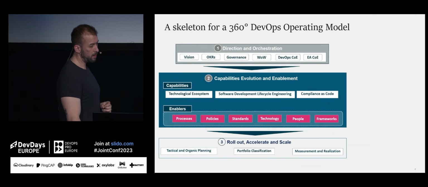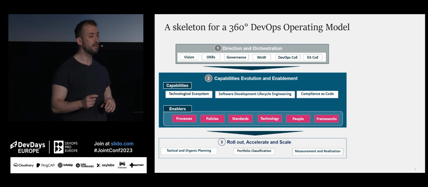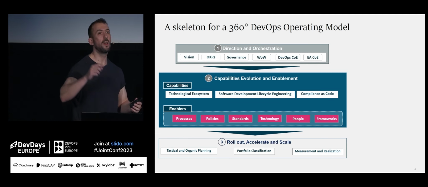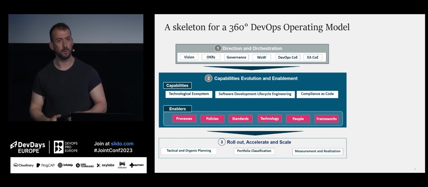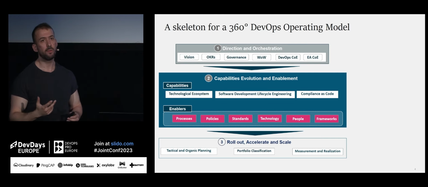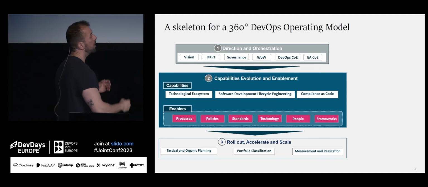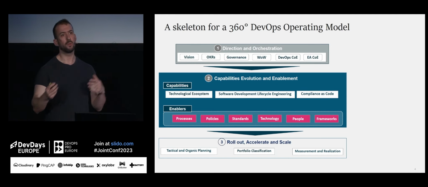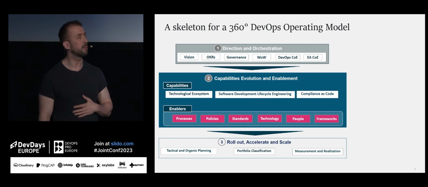Now, getting back to the basics. So a skeleton for a 360-degree DevOps operating model. 360 degrees in this case stands for complete. So basically you go around all the capabilities, all that you need to do. I break it normally down to 3 phases. So what you need to do, you need to provide direction, orchestration. You have a governance body that holds the vision. You have different centers of excellence. You have ways of working, organizing principles and everything.